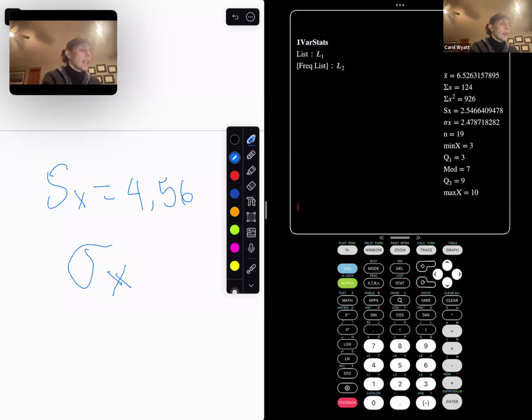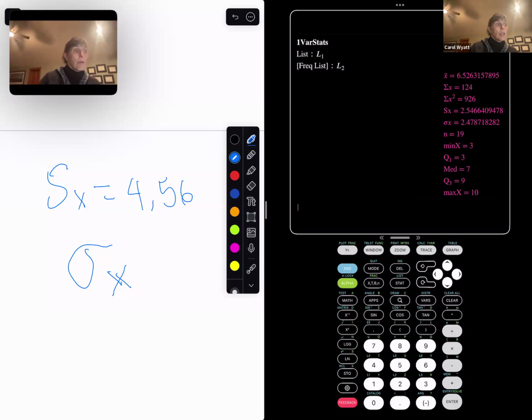And again, that's going to be the sigma x right here, which is the 5th thing down on your calculator emulator, sigma x. If I'm in Excel and I want to use the population, it's going to be STDEV.P for population. So that's how you find that.